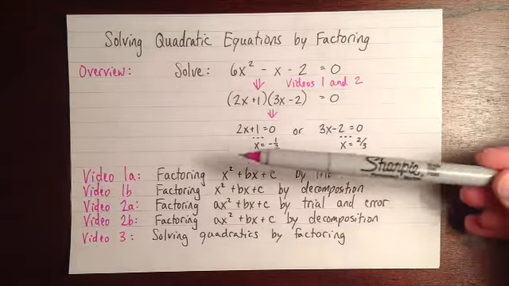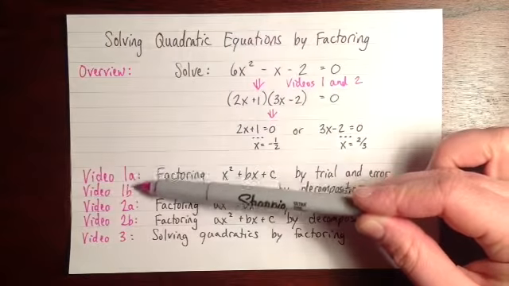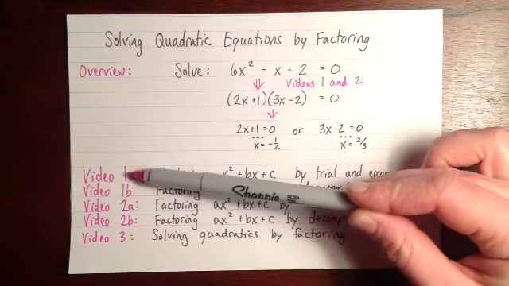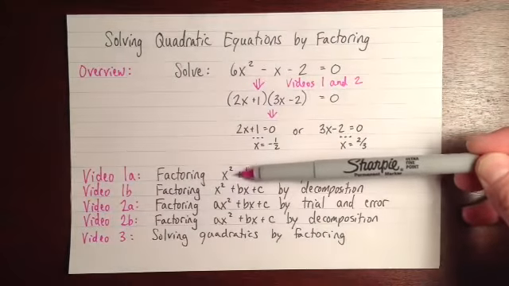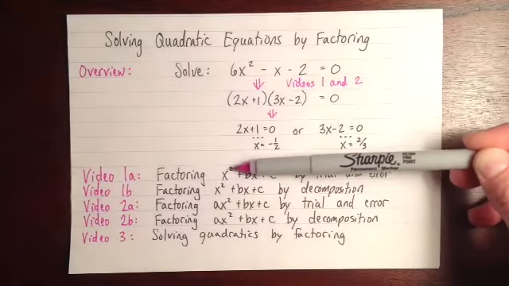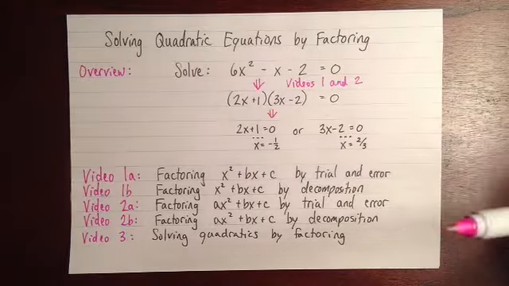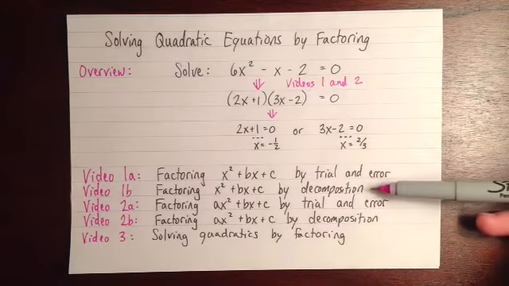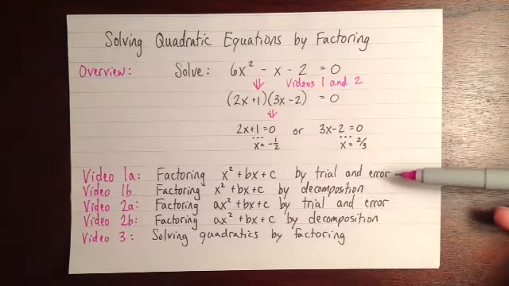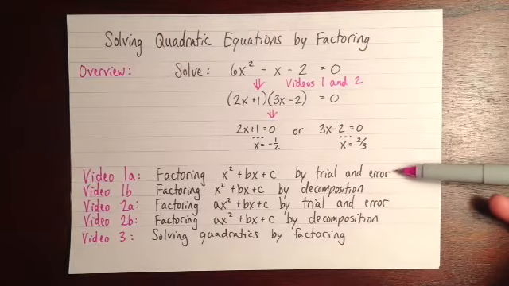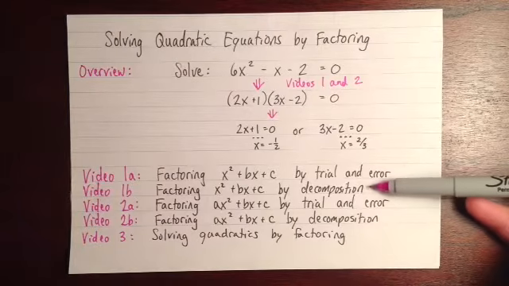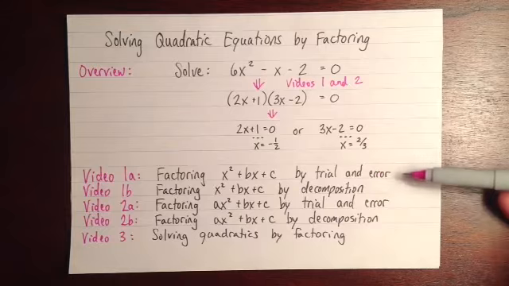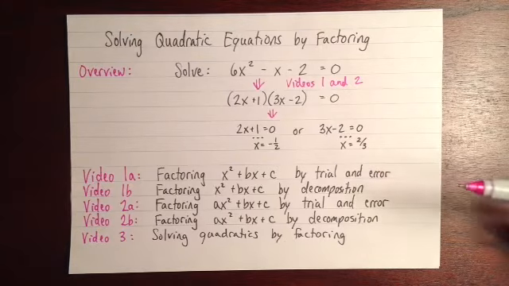The way I've organized the videos, you have to watch one of the video 1s, you have to learn how to do that. So there are two different ways of factoring trinomials if it's just a 1x squared. The first video is by trial and error, and the second video is by decomposition. So if you like trial and error, go with this. If you'd rather have a series of steps to follow, go with decomposition. It doesn't matter to me which one you do, you can watch them both and see what you like better.